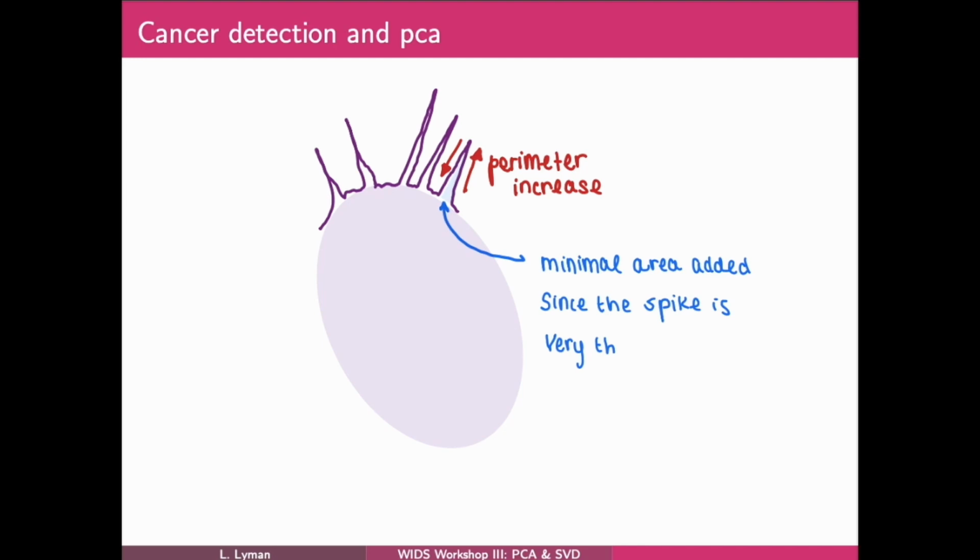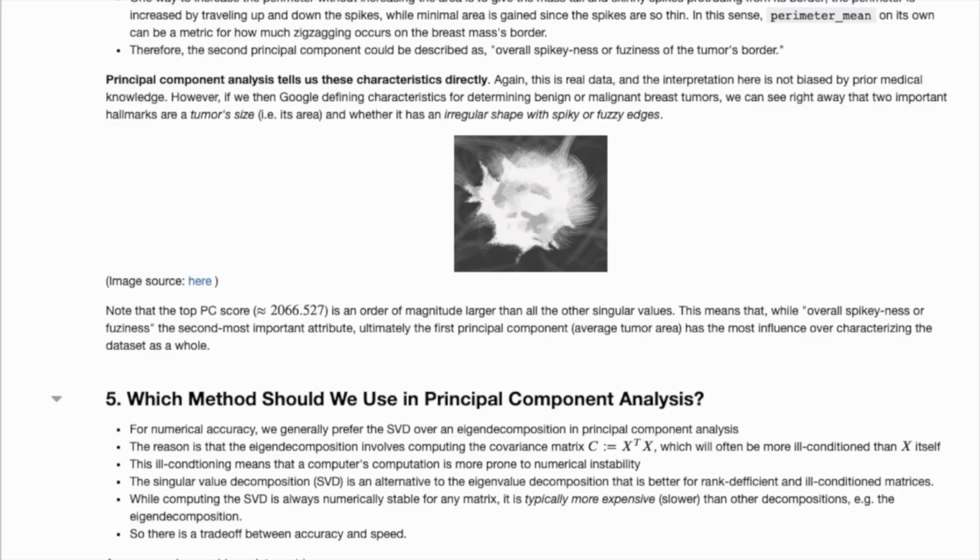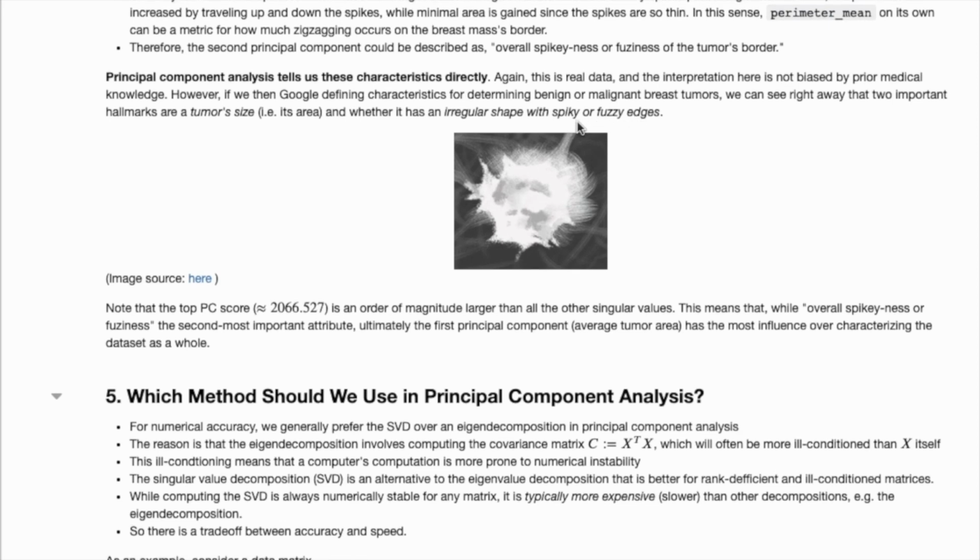In this sense, perimeter mean on its own can be a metric for how much zigzagging occurs on the breast mass's border. Therefore, the second principal component can be described overall as spikiness or fuzziness of the tumor's border, whether in the two-dimensional section or whether in its vertical direction.